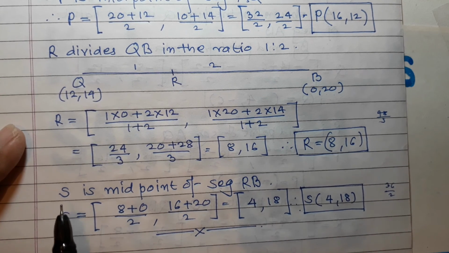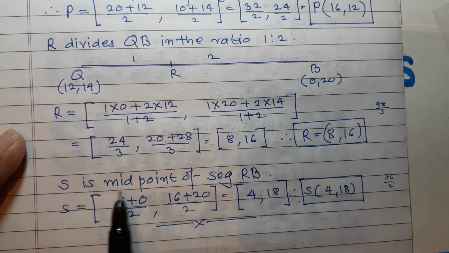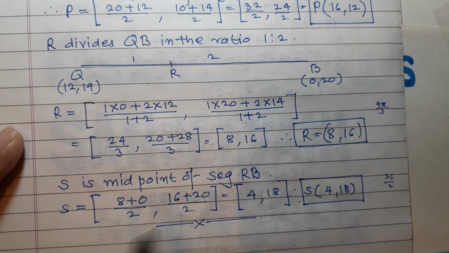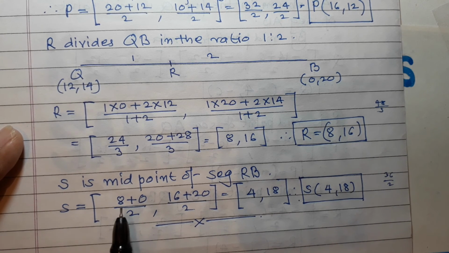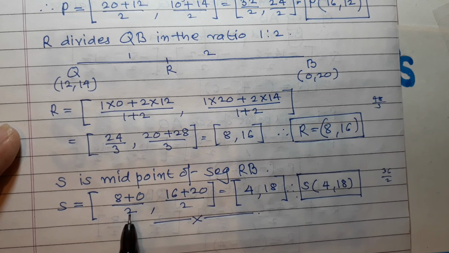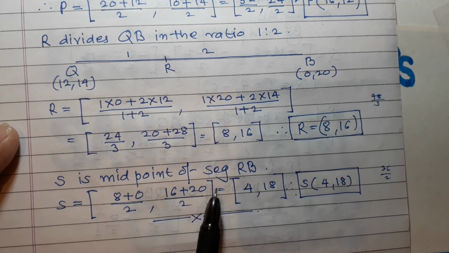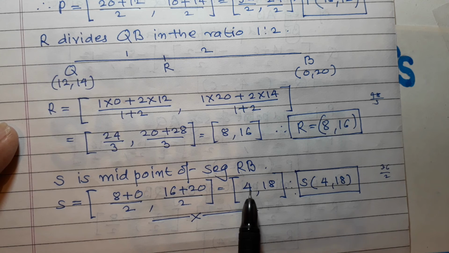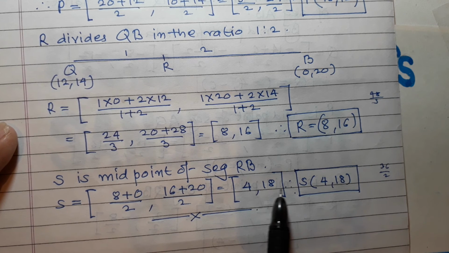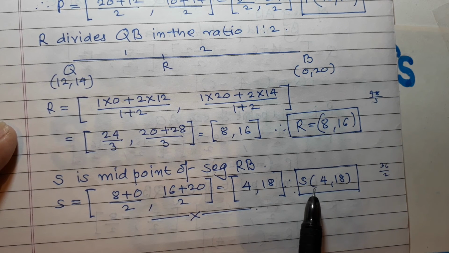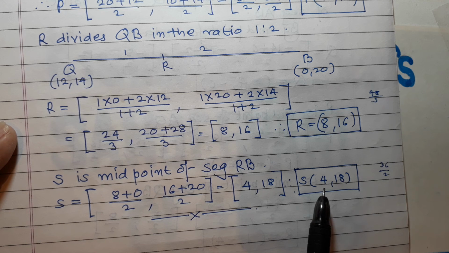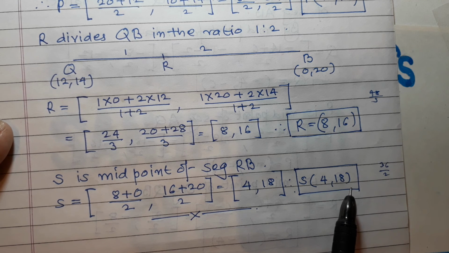Then find the last one point. S is the midpoint of RB. So S is equal to ((8 + 0)/2, (16 + 20)/2) is equal to (4, 18), and therefore S is equal to (4, 18). Okay.